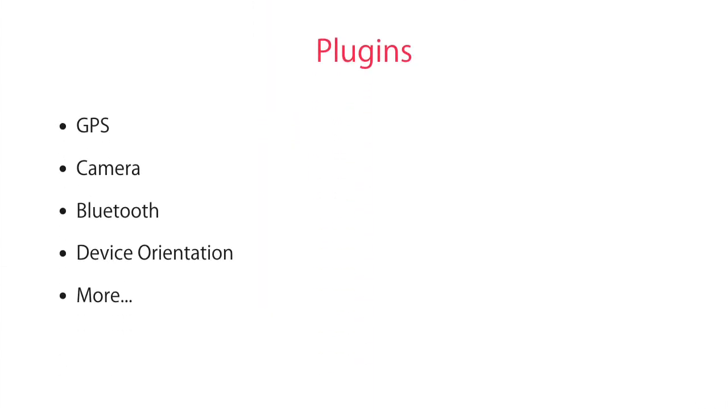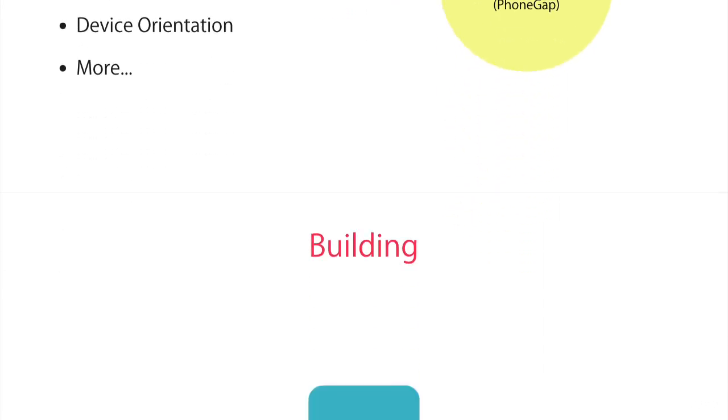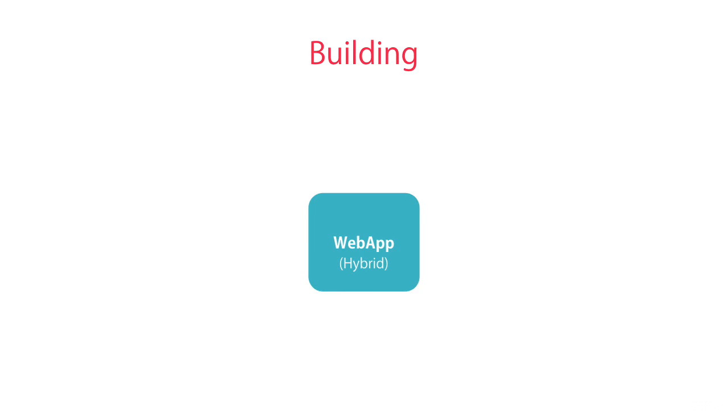Now, apart from these components, Ionic comes with over 70 plugins that give you access to native features such as GPS, camera, Bluetooth, device orientation, and so on. These plugins are built using a framework called Cordova, which used to be called PhoneGap. And this framework gives us access to native functionalities from JavaScript. So with Ionic, you essentially build a web app that has access to native features on a mobile device. We call this kind of app a hybrid app.